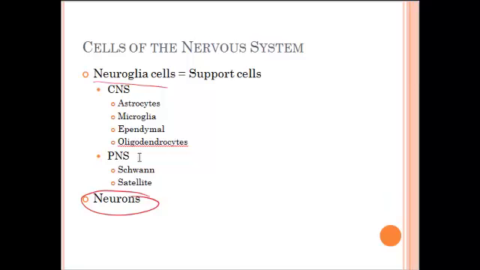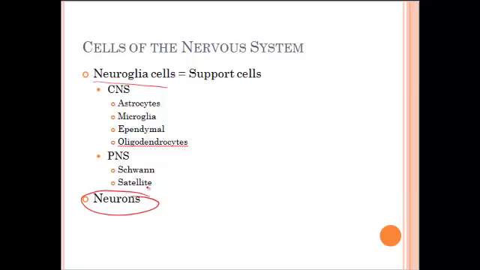The peripheral nervous system has only two types of cells. We have Schwann cells and we have satellite cells. Schwann cells deal with myelination. They myelinate the neurons of the peripheral nervous system. And then the satellite cells, they're the support cells.